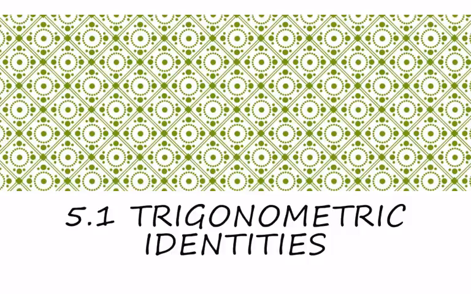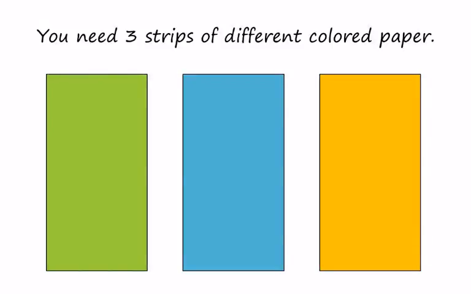Okay, this is the video for 5.1 on trigonometric identities. We started class by making a foldable to help us with all of our trigonometric identities. If you are absent, I'm going to run through the steps on how we made that real quick.